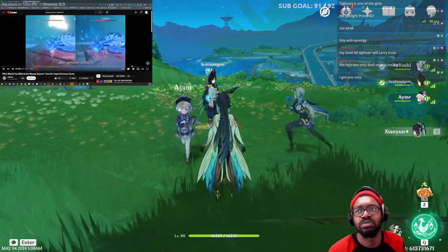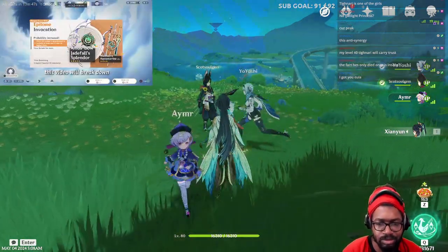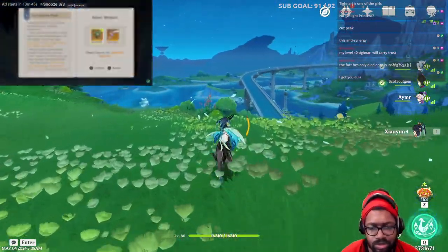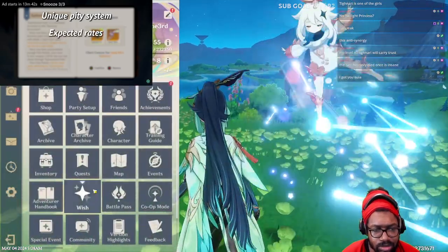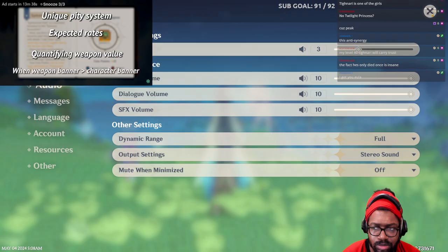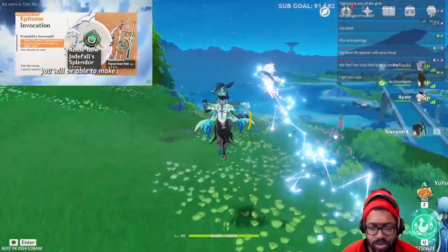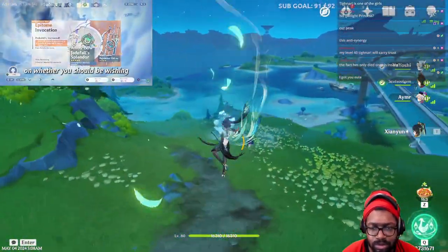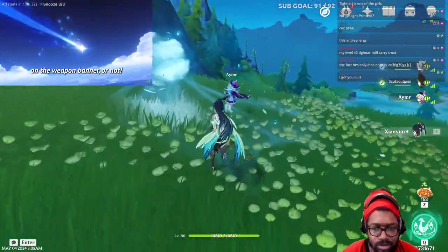To help you maximize your Genshin account, this video will break down everything about the weapon banner, its unique pity system, expected 4 and 5 star rates, how much of an improvement weapons give relative to their cost, and more. By the end of this guide, you will be able to make a definitive conclusion on whether you should be wishing on the weapon banner or not.